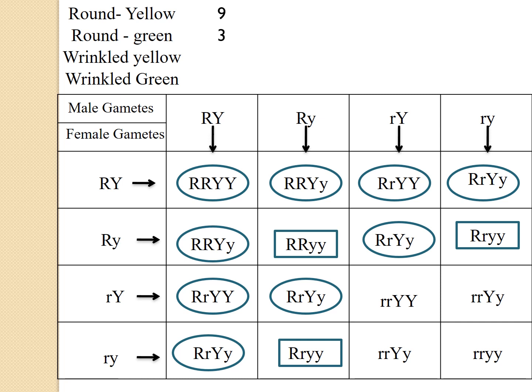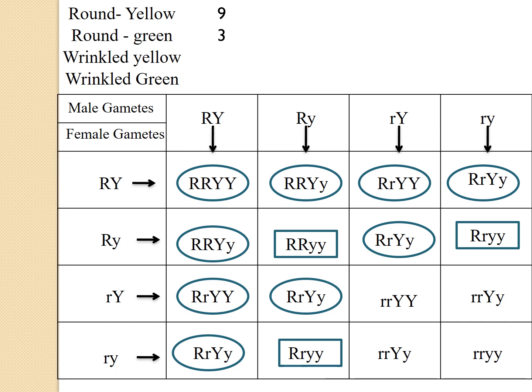Similarly, you have to look for wrinkled yellow. Now when do you say it is wrinkled yellow? Wrinkled is recessive, meaning that it's going to be small r. Yellow is dominant, meaning it's got to be capital Y. So wrinkled is recessive, yellow is dominant. So I'm going to look for small r but capital Y.